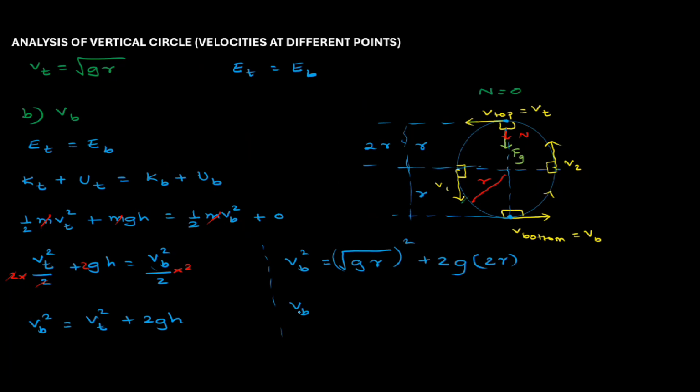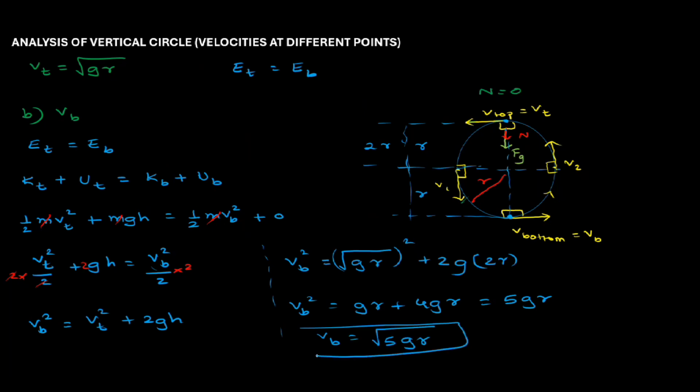Now solve. vb squared equals, when you take the square of the square root here, it can be removed. I write g times r plus 2 times 2, which is 4, which is equal to 5gr. And when you take the square root to find the velocity at the bottom, you get that to be equal to square root 5gr. This is the velocity of the object at the bottom of the vertical circle.